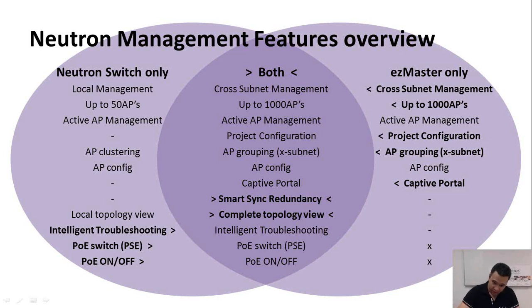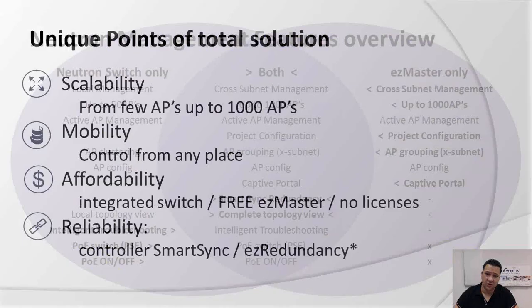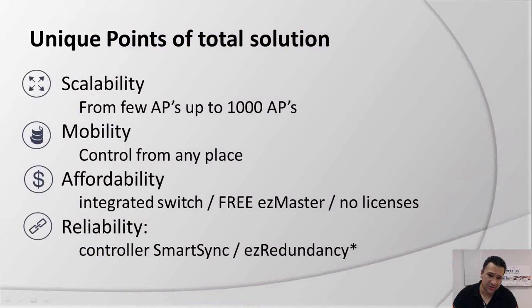I will go quickly through, go to the next slide. The next three webinars are going to be dedicated to the ezMaster. So today this is just a brief introduction: what is the ezMaster? I will go much more detailed into the functions and how everything works later. I just want to point out in this presentation the unique points of the total solution. With the Neutron series powered by ezMaster, the unique points are scalability, mobility, affordability, and reliability.